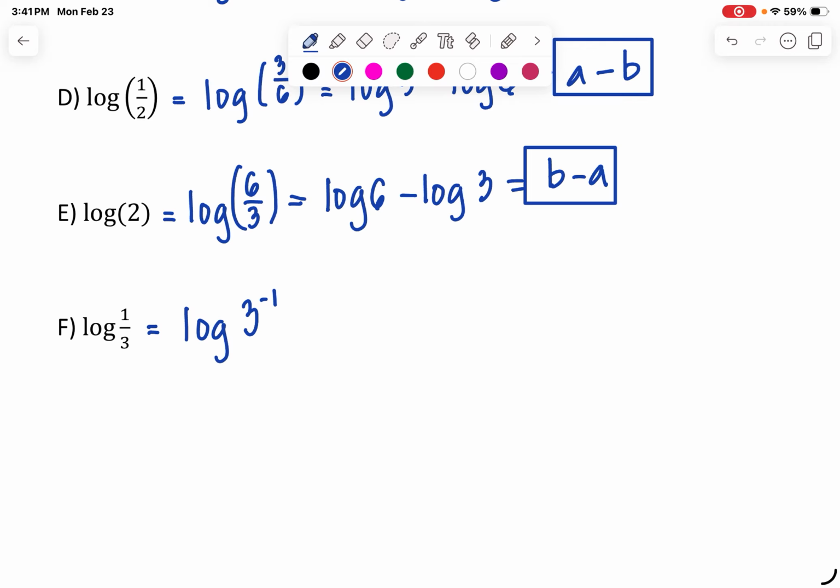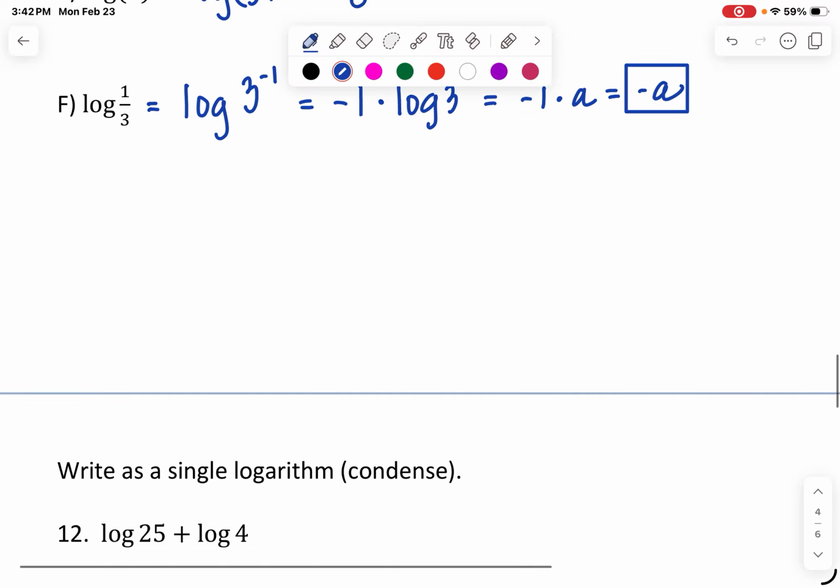I could get 1/3 another way that people might say: 3 over 3 times 3, which is 3 over 3 squared, right? And it'll get you there, but this way is just faster. Okay, so take your exponent right in front, -1 times log 3, -1 times a, which is negative a. Love those. They're like little puzzles, okay?